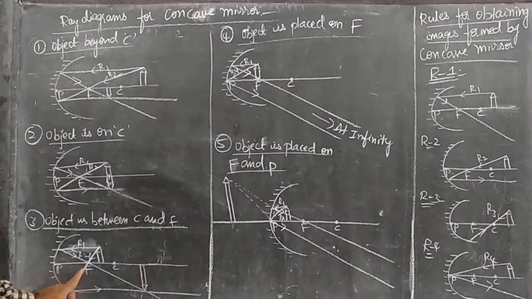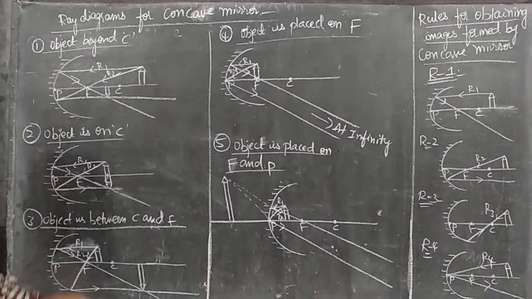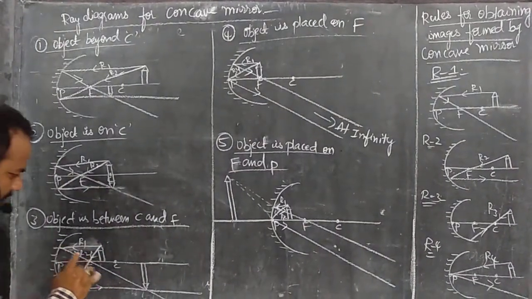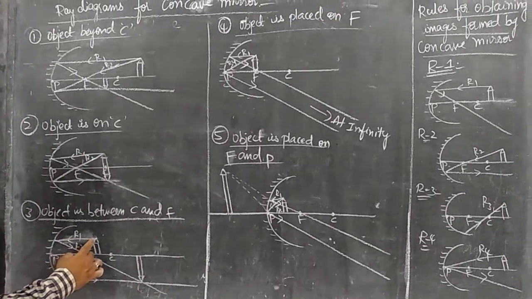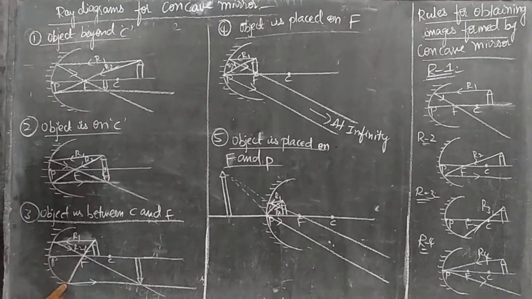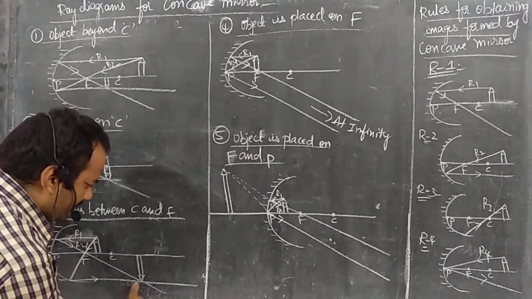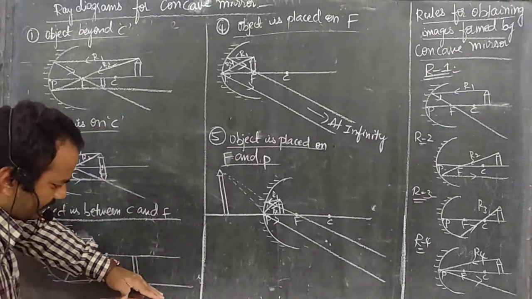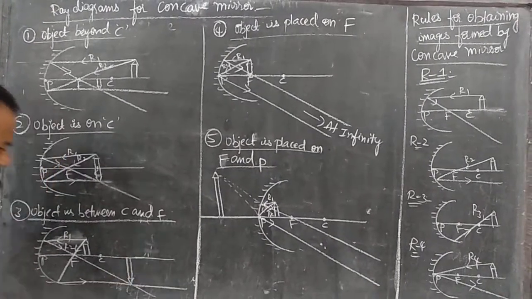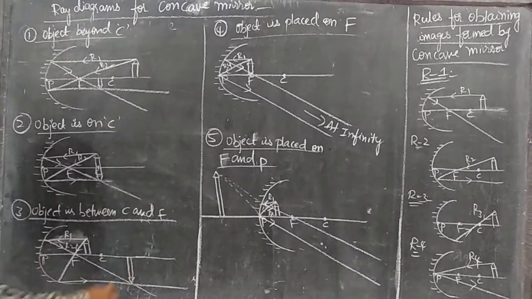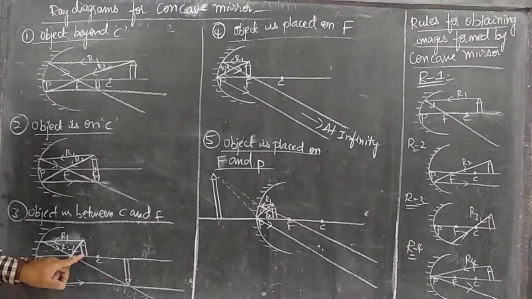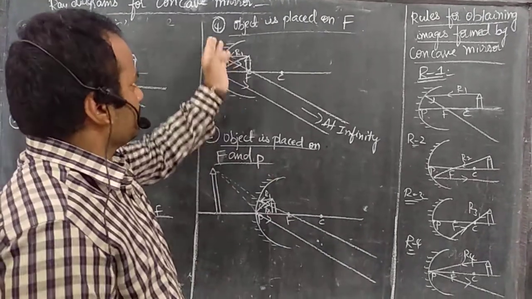Object is placed in between C and F. Once again, is there a possibility to apply rule 1 and rule 2? Yes, why not? The incident ray is parallel and the reflected ray passes through the focus. We apply rule 2, yes. The incident ray passes through the focus and the reflected ray is parallel to the principal axis. So where these 2 reflected rays intersect, only then will we get the image. Now how is the image looking? The nature is real and inverted, the position beyond C, and the size is enlarged compared to the object. Let us move to the fourth case.